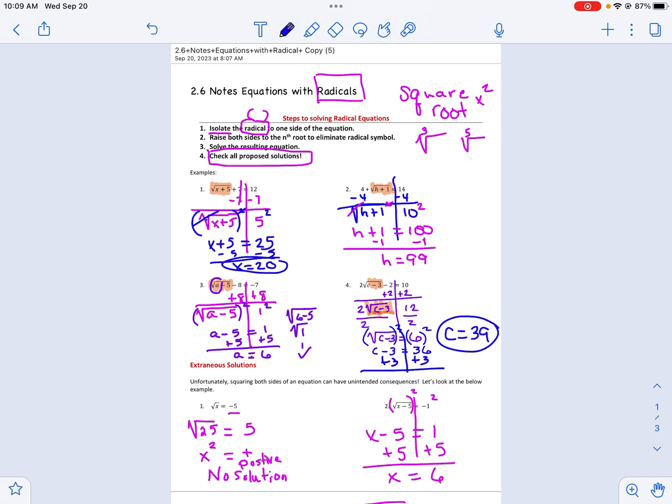So again, nothing very different than what we've been doing. You just have to remember that all of those square roots, to get rid of them, you're going to take them to the second power. And if it had been a cube root, we would have done the same thing. We would have just taken everything to the third power.